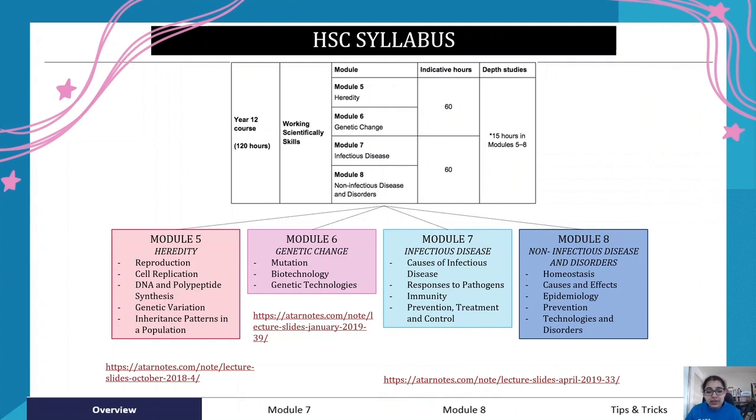So the syllabus, we've got module 5. We revised it in the January lectures, but we covered the whole thing in the October HSC lectures last year. Module 6, module 7, and then module 8. Module 7 was in April, and module 6 we covered in the HSC notes lectures in January. You can definitely check them out on our website. You have the past lectures available to you. And then obviously we're going to cover module 8 today.